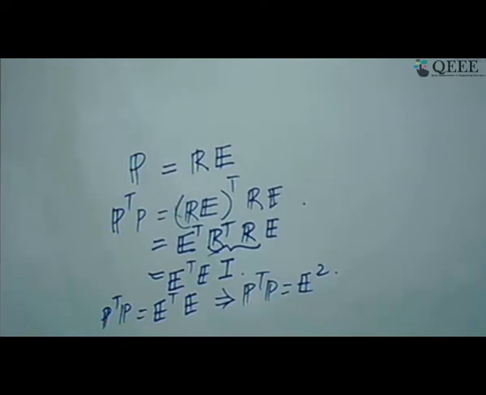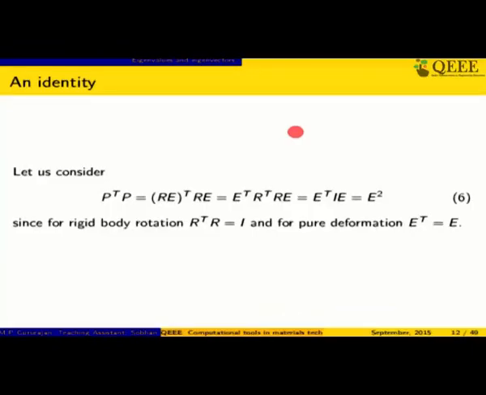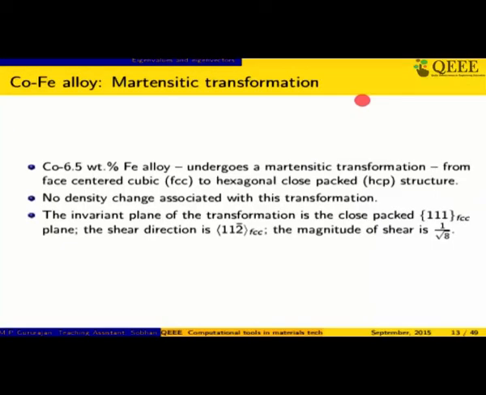So let's go back to the slide. Slide 12 basically shows this identity. P transpose P is basically equal to E squared. So in other words, what it means is the following.